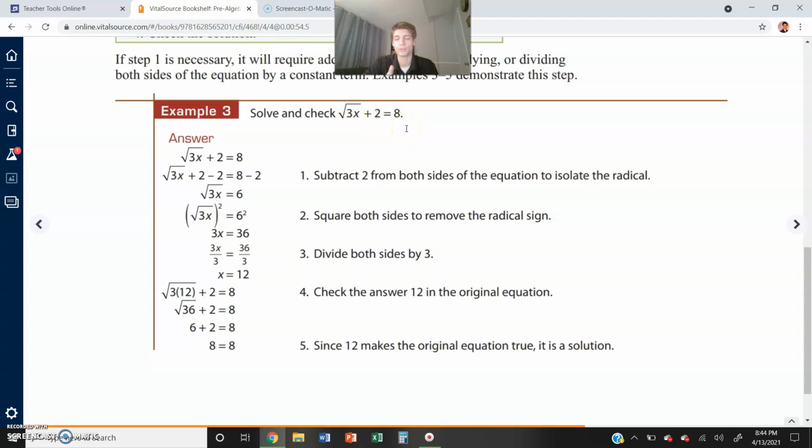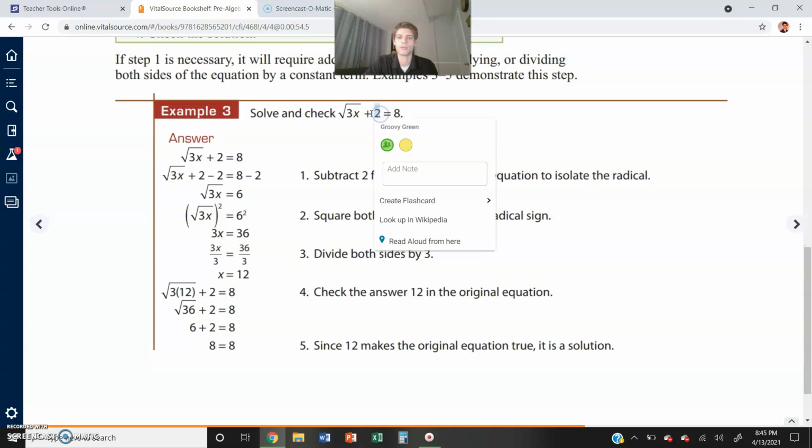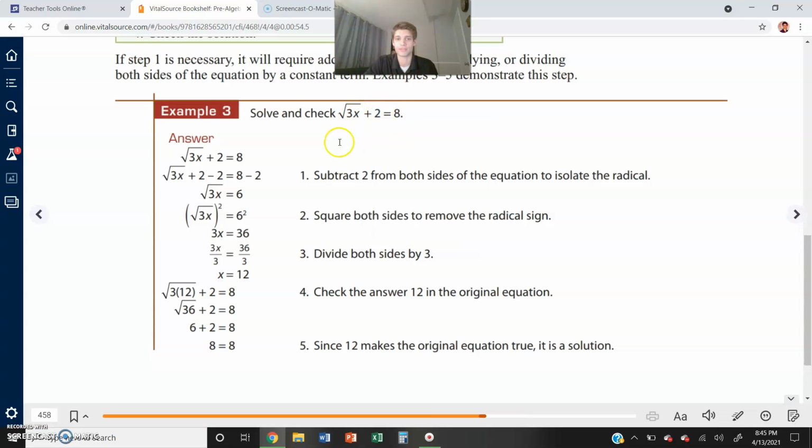But now that we have the square root, we have to get rid of it. But when do we get rid of it? Well, we have to get the square root all by itself. Right now, we have 2 terms. We have the square root of 3 times x, and then we have the 2. Remember, a term is separated by a plus or minus. So we have one term here, one term here. We have to get this to be the only term on the left-hand side. So I'm going to subtract 2 from both sides, which we get 6. So we're left with the square root of 3x all by itself is equal to 6.